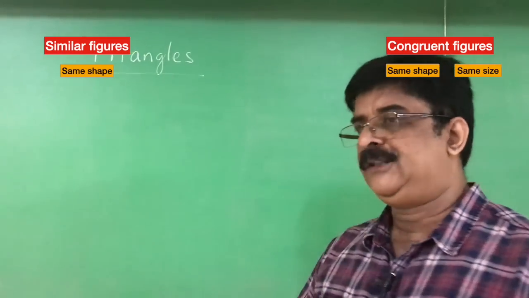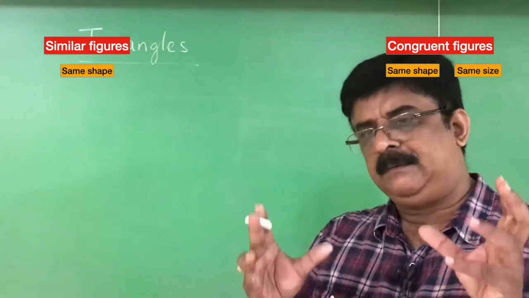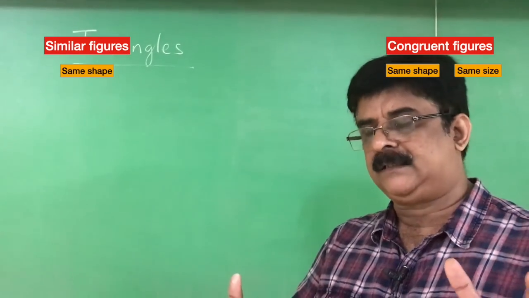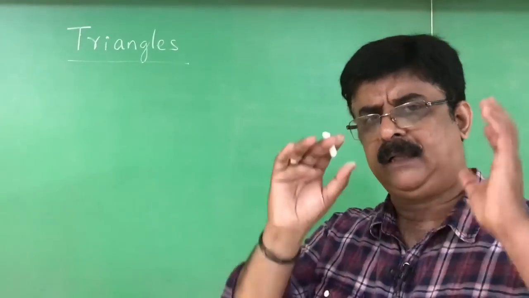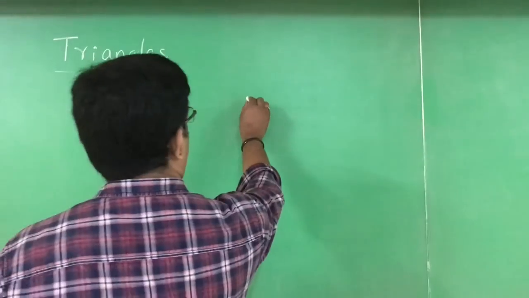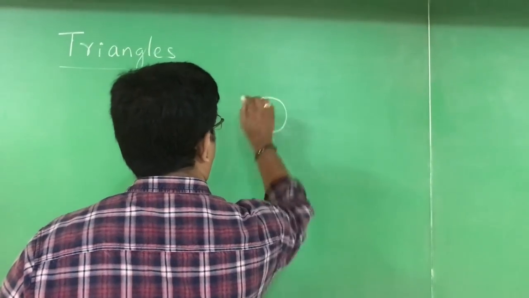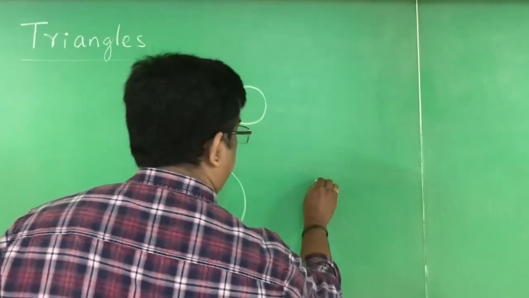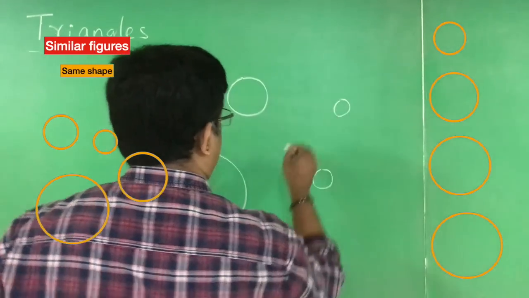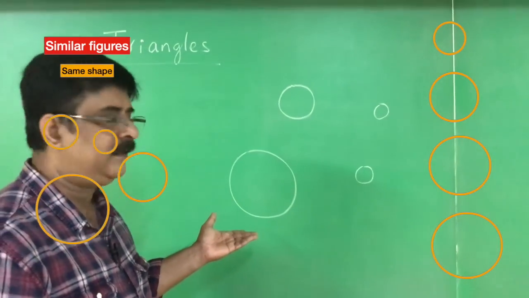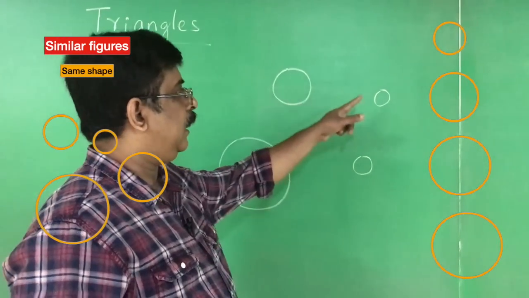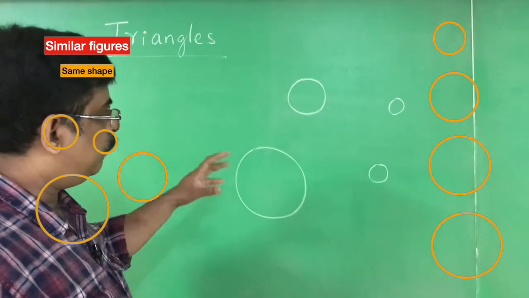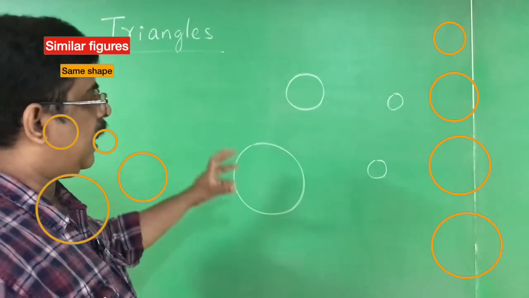Now see, in geometry, we have certain pictures, diagrams, geometrical figures. Some of them are always similar. For example, if I draw a circle, I can draw circles of different sizes, but I can't change the shape. When I change the shape, I can't call it a circle. Therefore, circles are always similar. They may ask in the question paper, name the geometrical figures that are always similar.